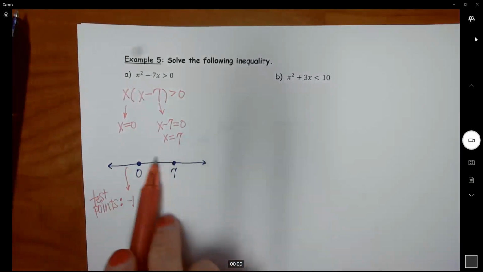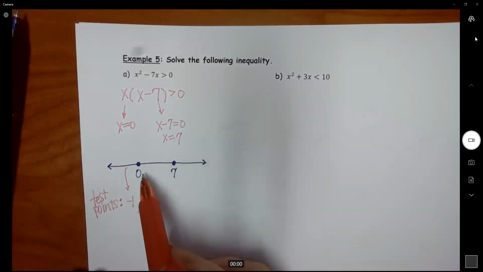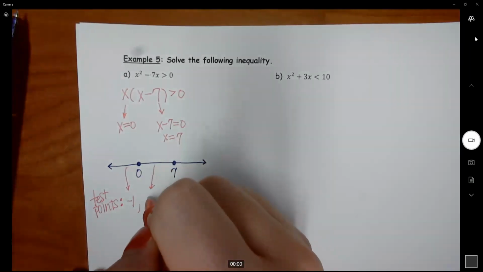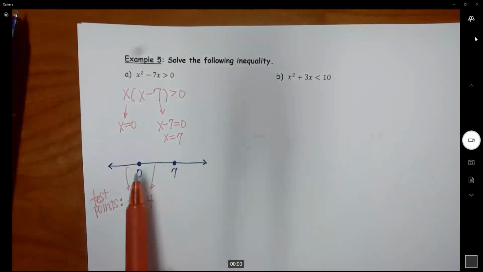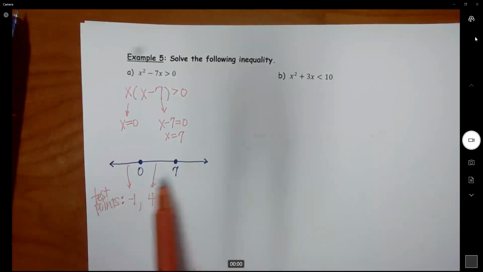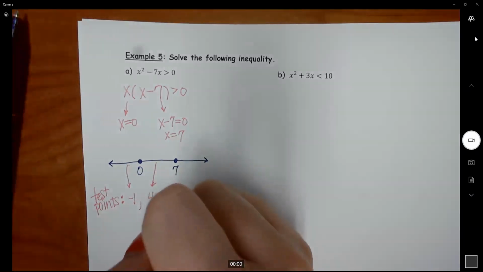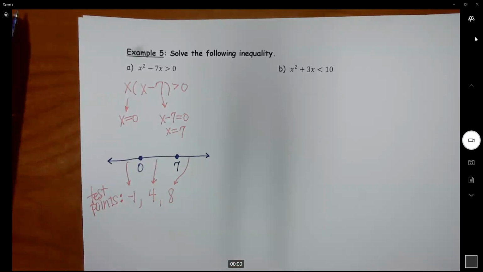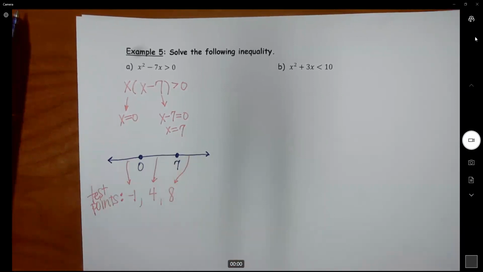Then we'll need something in between our 2 numbers here. I like to stay smaller, so 1 would be great. If you want to pick something smack dab in the middle, you could go with maybe 4. You could go with 2, 3, 5, 6, just something in between. You can pick decimals, like 4.3. Just pick something in between. And then lastly, I have an interval over here. I want something greater than 7, and I'm going to go with 8. So I have 3 intervals between my solutions, and I'm picking 3 test points.